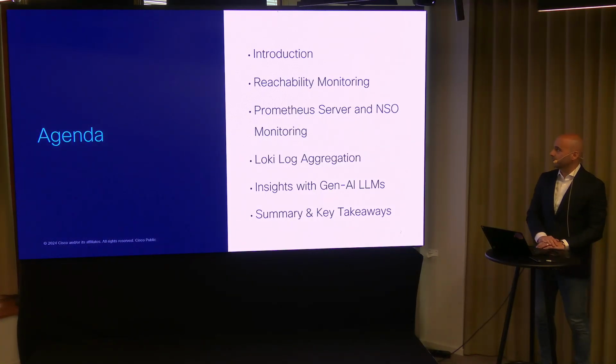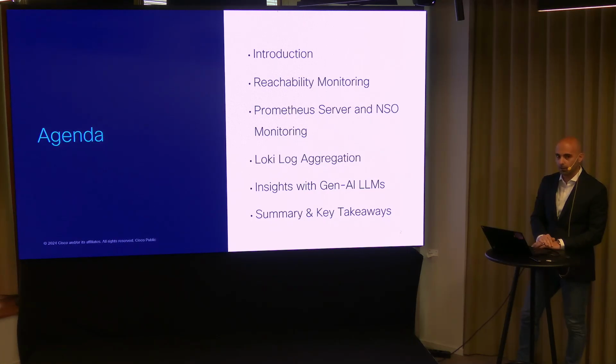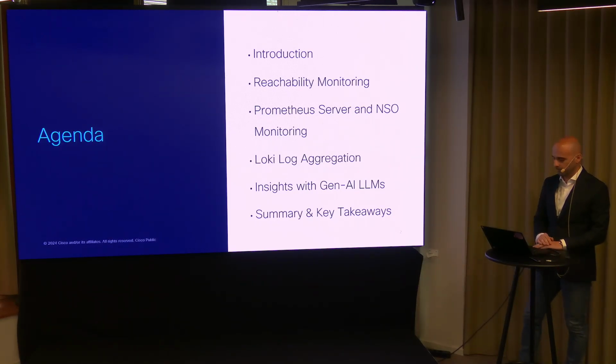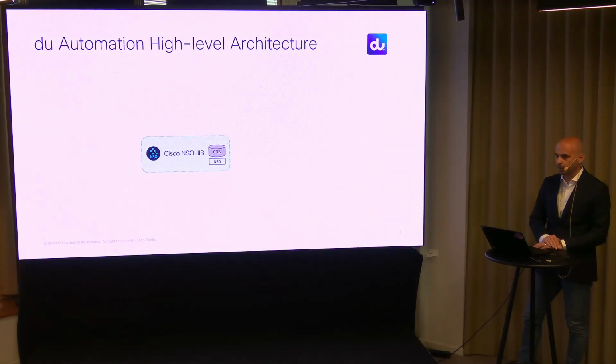So here is the agenda. I have just a couple of slides for introduction. Then there are 4 sections, one section for each one of the observability components that we have onboarded already. And then at the end, I'll wrap up the presentation with a summary and some key takeaways. So starting with the introduction, just a few words here about the high-level architecture of the Do Automation project.